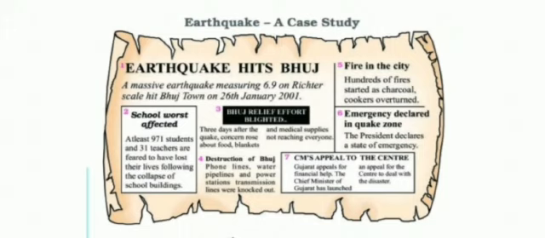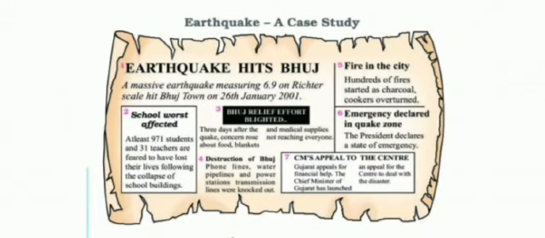Next, emergency declared in earthquake zone. The president declared a state of emergency. That means the central government should take adequate steps to provide relief measures in this area. Then, CM's appeal to the center. Gujarat Chief Minister appealed to the center. Appeal means asking for help to provide adequate funds from the central government.